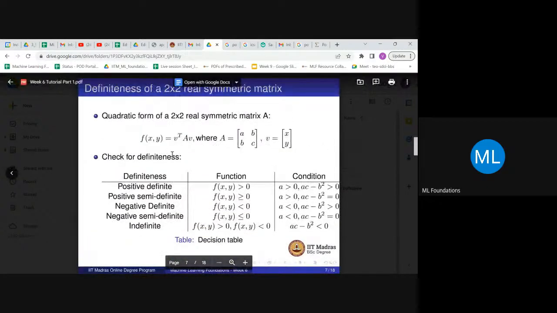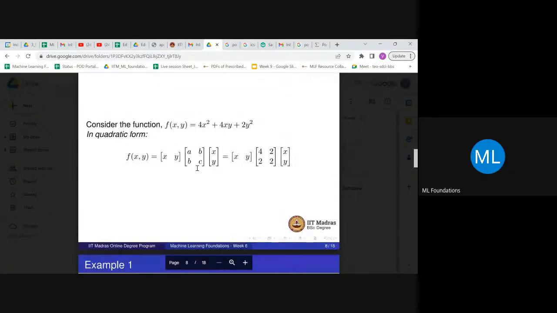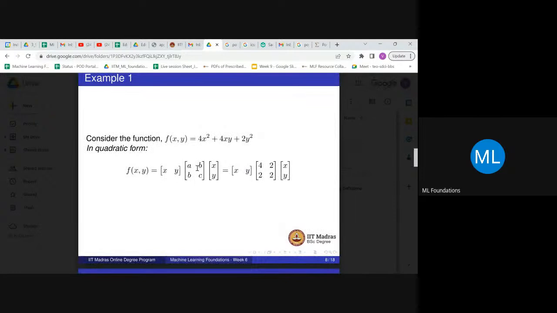And these are all the conditions that I have written here. And one example you can see: I have given you one example, 4x square plus 4xy plus 2y square. Without seeing the solution, can somebody tell me whether this function is positive definite or not?